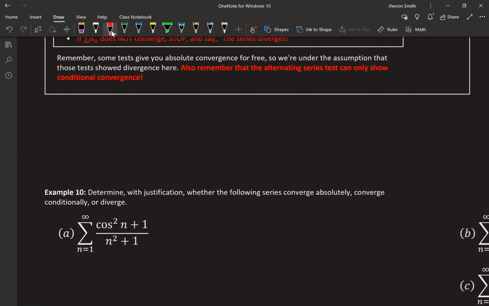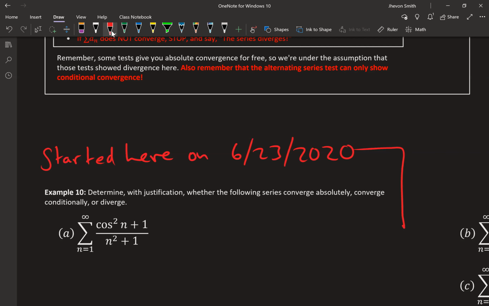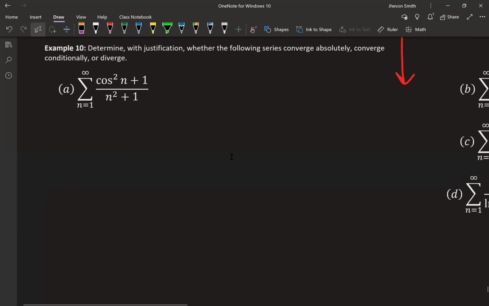So we started here on 6/23/2020. All right, now this is where you guys can chime in. Did anyone actually get this one? What about the first one? So what is the first thing you do? Test for divergence, right? So step 0, we'll call it, because it's the first thing you do that you don't even start counting it with a 1. You would try test for divergence.